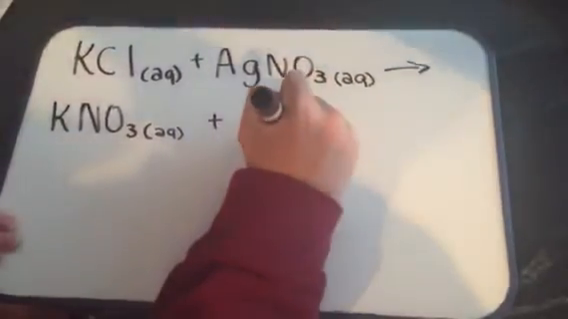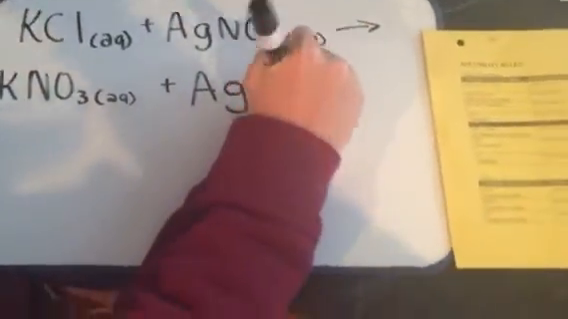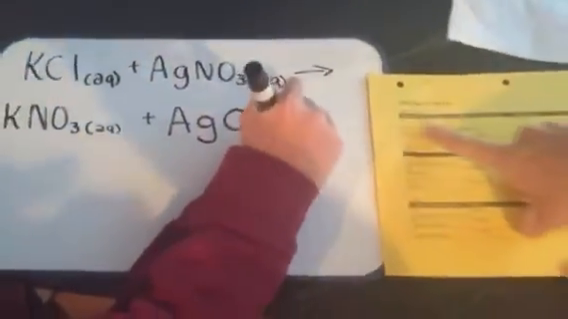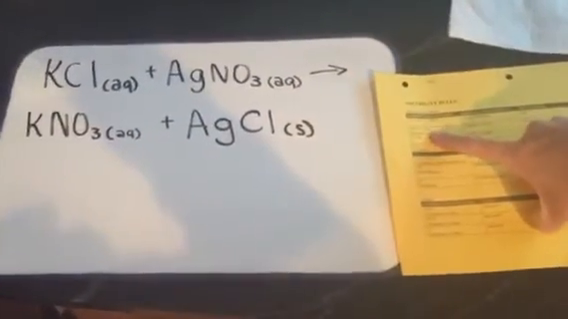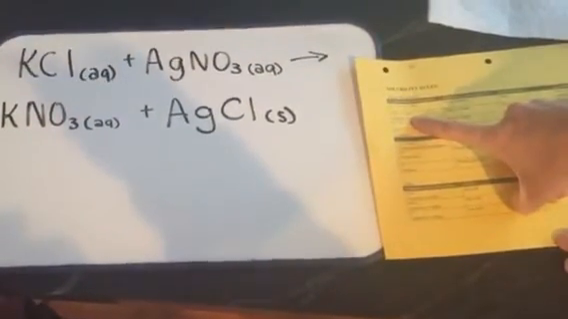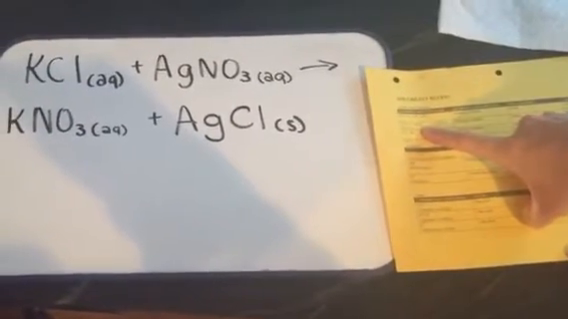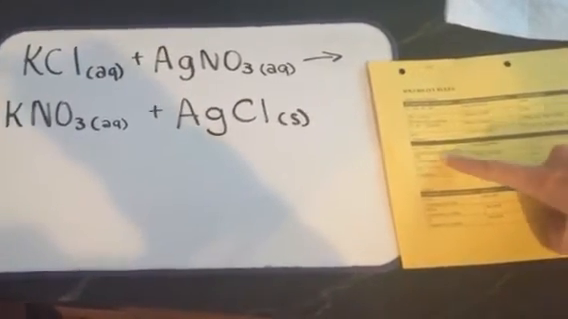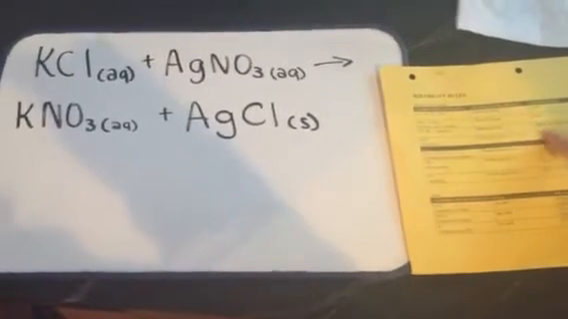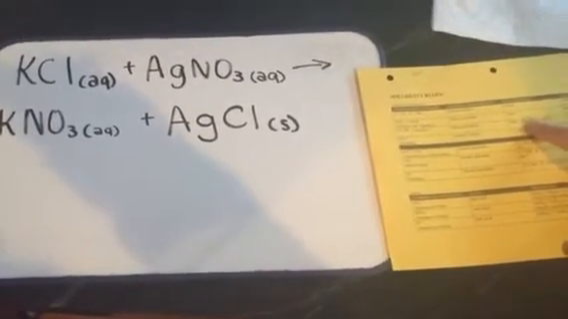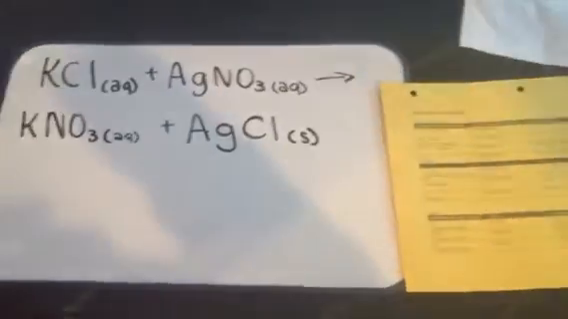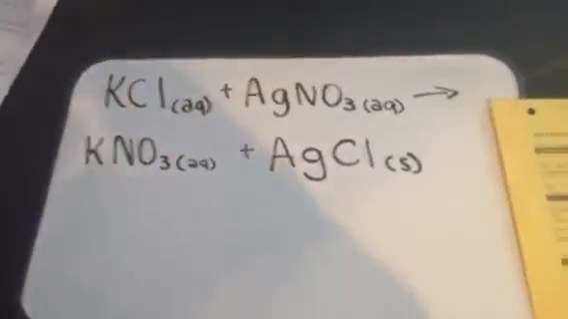We know from our solubility rules that potassium is always soluble and nitrate is always soluble. So we know potassium nitrate is not our precipitate, and silver chloride is. Chloride is typically soluble, but silver is an exception. All right, Katie, let's write our ionic equation now.